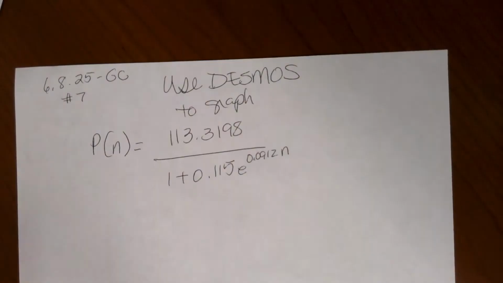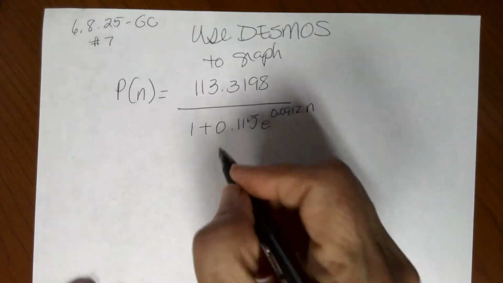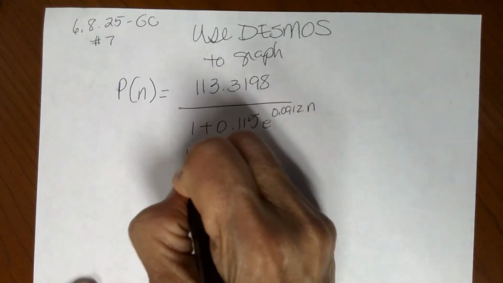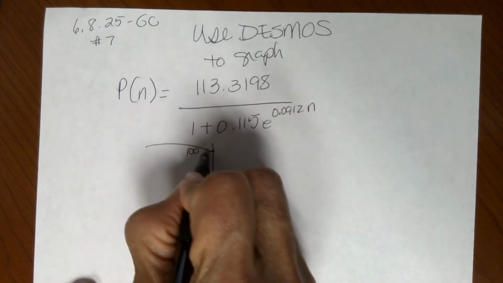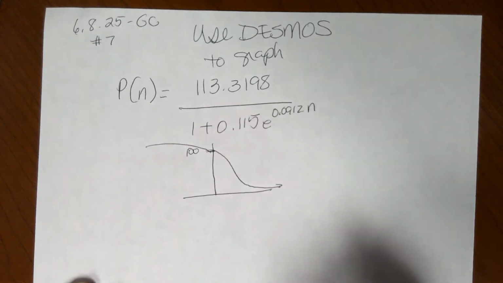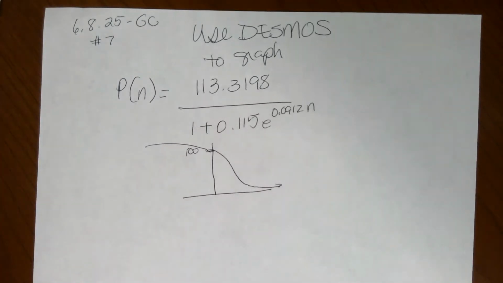So you might want to draw yourself a little reference graph of what you saw in Desmos. I'm going to put 100 right here, and it went something like this. It's not exactly great, but it's close.